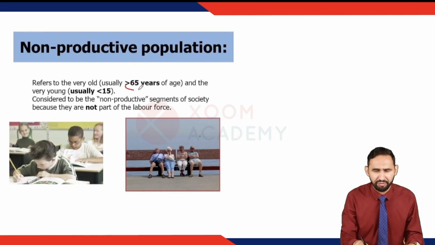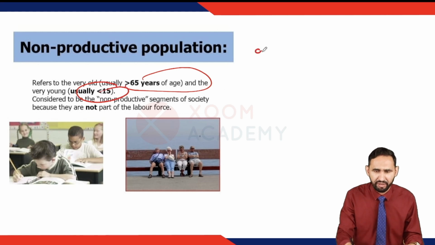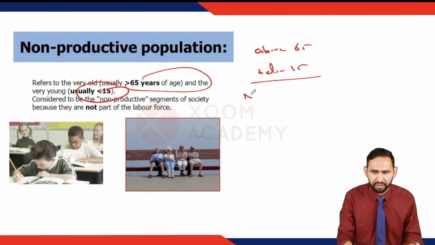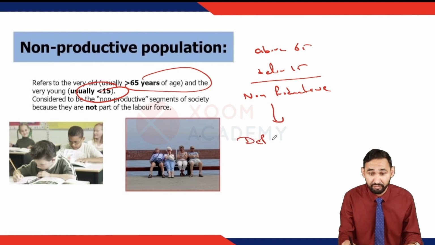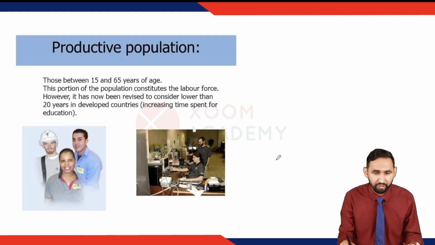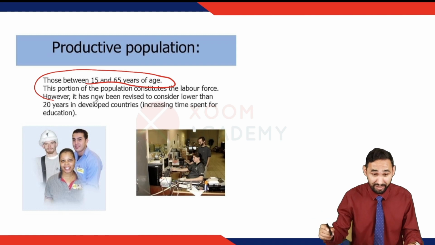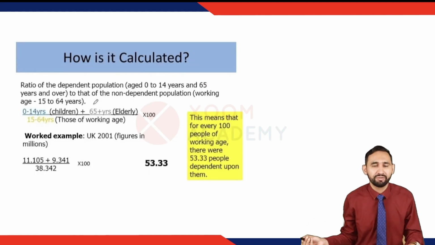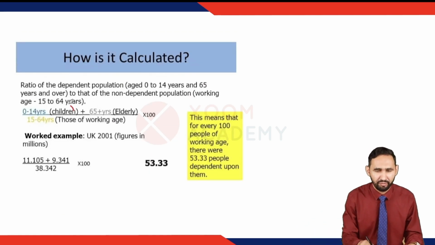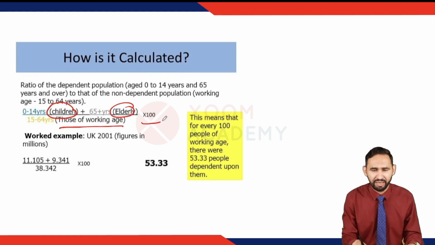Non-productive population is above 65 years and below 15 years. So above 65 and below 15 are non-productive, so they are dependents. They depend on others. How will we calculate the productive? The productive population is between 15 to 64 or 15 to 65 years. This is the working population. They do work. So how will we calculate dependency ratio? We will add children plus elderly, divide by working age, and multiply by 100.